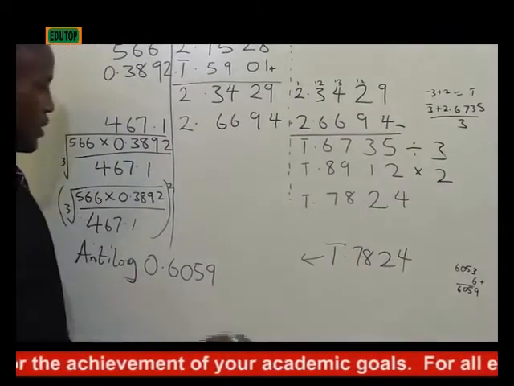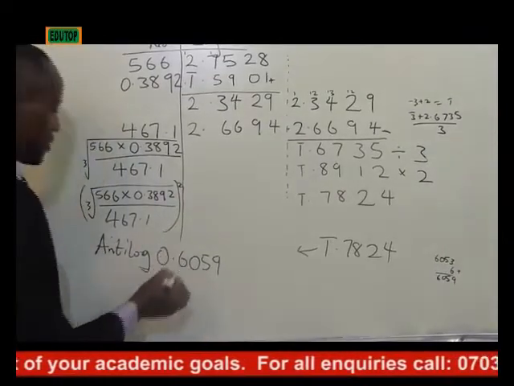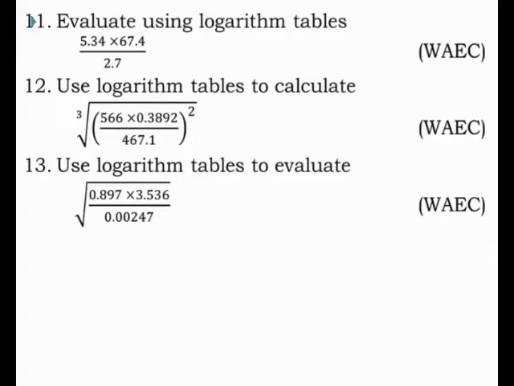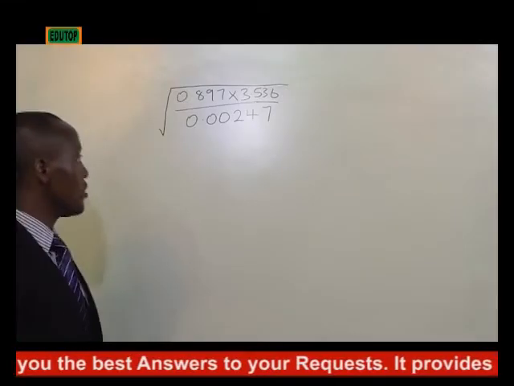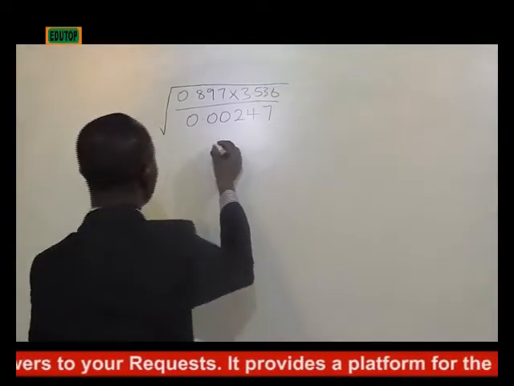Minus 1 plus 1, that's 0. So put our 0 in front and put our decimal point here to get our final answer. Example number 13. Use logarithm tables to evaluate 0.897 times 3.536 all divided by 0.00247. So the first thing we'll do is create our logarithm table.